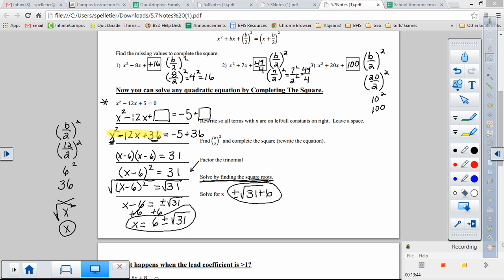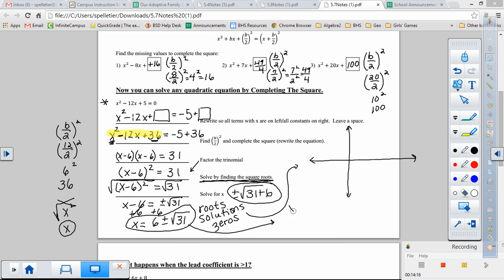And remember, in solving a radical or solving a quadratic, what we're looking for are the roots. The roots, the solutions, the zeros. I'm looking for where this particular parabola crosses the x-axis. So if you take this and you try to figure out what that means, this answer actually means 6 plus the square root of 31 and 6 minus the square root of 31. There are your two roots.